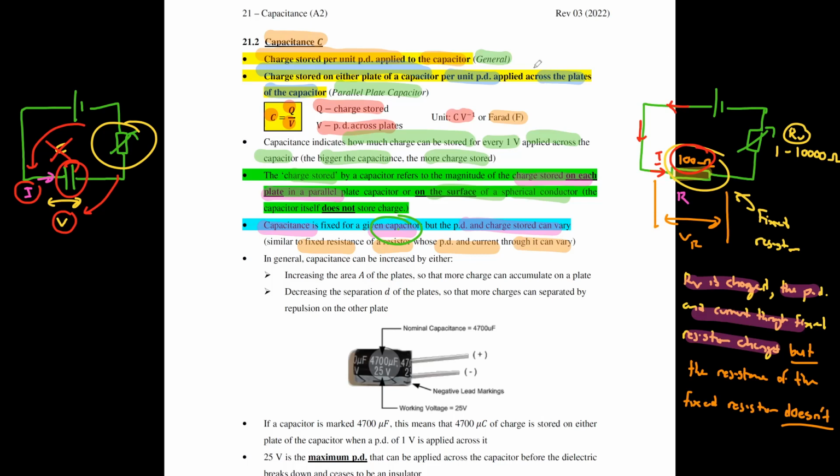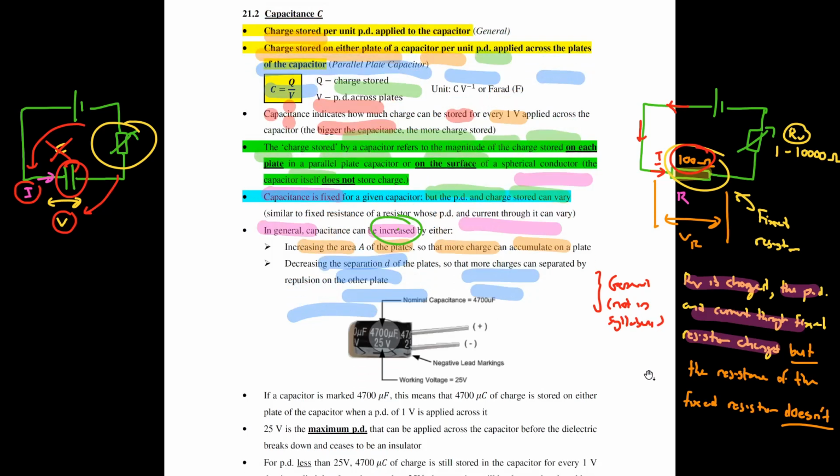All right. Now, when you're talking about capacitance and you want to increase its capacity to store charge, you could do a number of things. Either you increase the area A of your capacitor so that more charge can accumulate on the plate, or you decrease the separation D between your plates so that more charges can be repelled off the other plate, which means you have more charge separation. This is just general knowledge for you, but it's not in your syllabus. So if you don't want to remember this, it's fine. It's not tested.